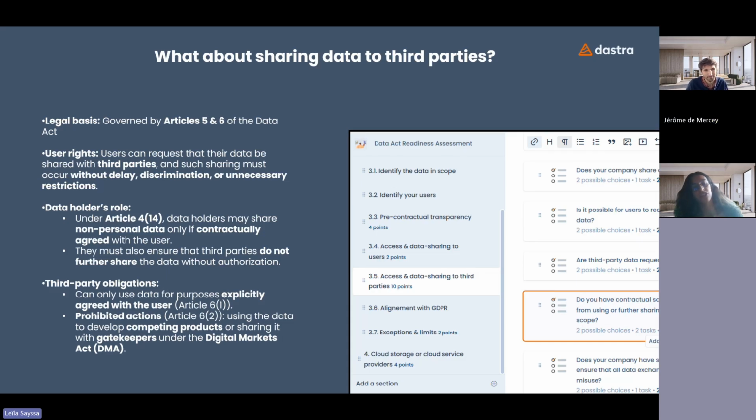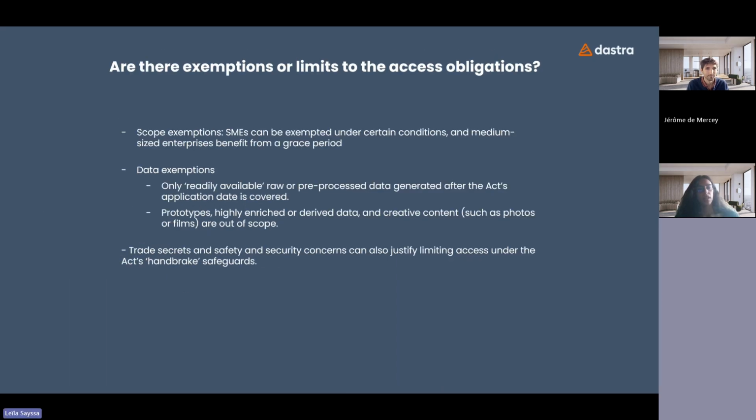And also, if you're considered a gatekeeper under the Digital Markets Act, which we don't see gatekeepers every day, but we know the big ones. But also, that's another prohibition, to share it with the gatekeepers as understood in the DMA. So those are some of the exceptions that I just talked about. But there are also data exemptions that we just saw, the content, the enriched data. So keep in mind that this can be out of scope.